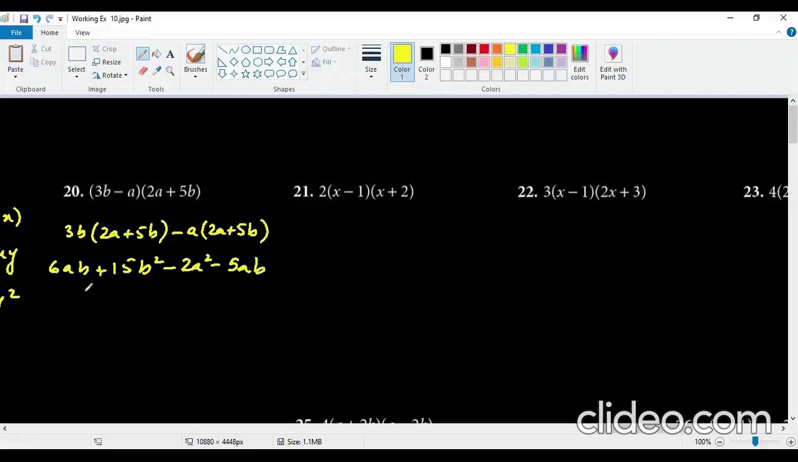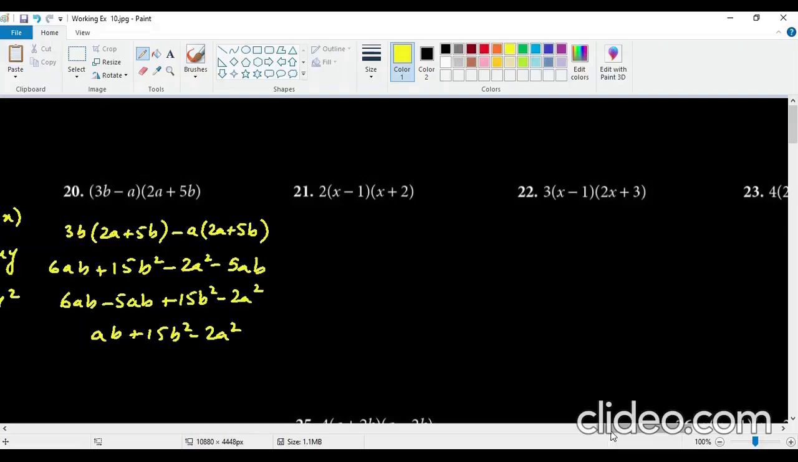Now in here there are two terms which are like terms. So 6ab and minus 5ab both are like terms, and 15b square and minus 2a square both are different. So 6 minus 5 is going to give me 1ab, and I will write something like this.